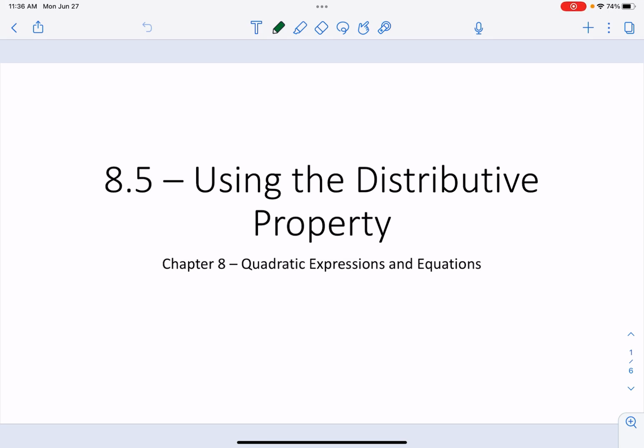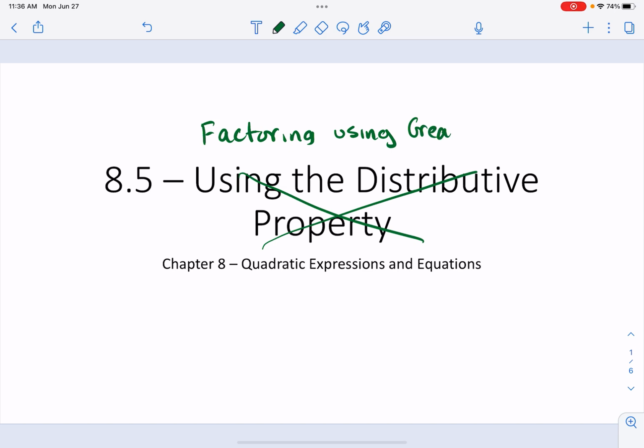In this video, I'm going to be using the distributive property. And I don't particularly love the name of this. I'm just going with what our book says. So I'm going to cross that off. Really, what I'm going to be doing is factoring using the greatest common factor, or said another way, the GCF. We're going to be looking at these terms and factoring out the GCF, the greatest common factor.